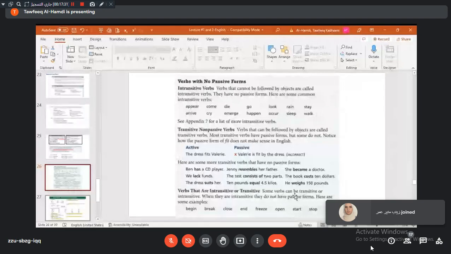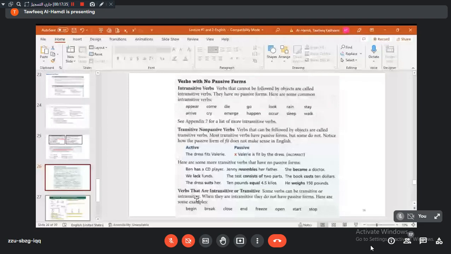Verbs that are intransitive or transitive. Some verbs can be transitive or intransitive. When they are intransitive, they do not have passive form. Here are some examples. Begin, break, close, and freeze. Open, start, stop.